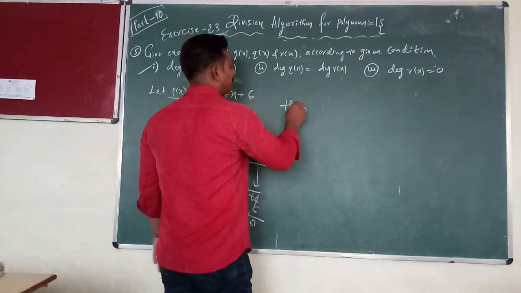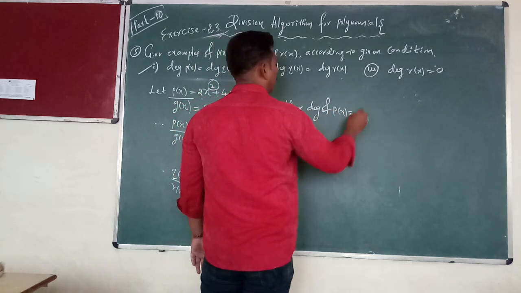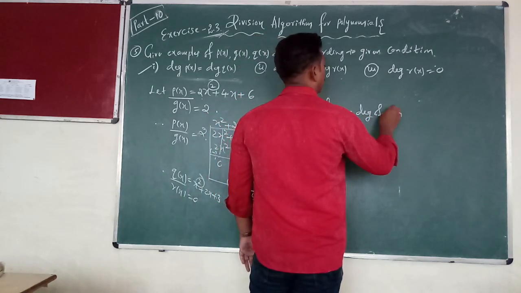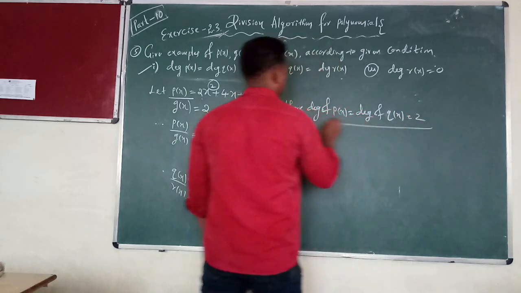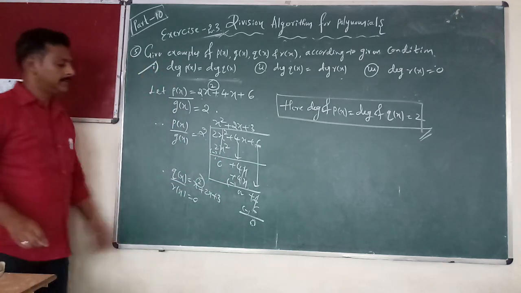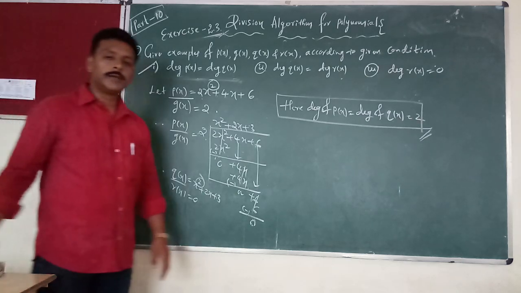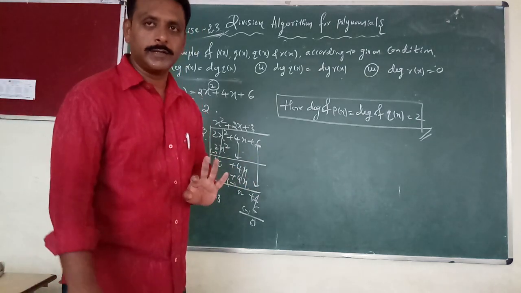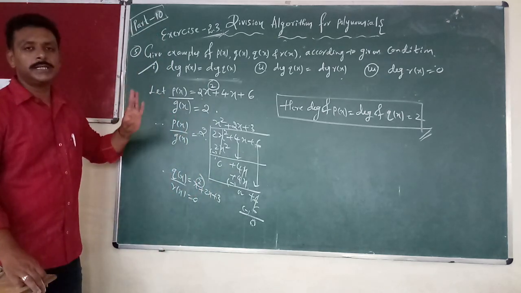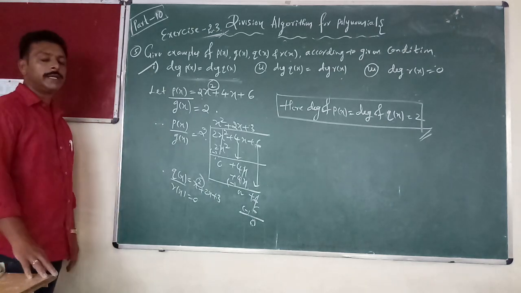Here degree of polynomial p of x is equal to degree of polynomial q of x is equal to 2. They are asking you to form the polynomial like this. So इसका भी 2 है, इसका भी 2 है. So like this is trial and error. 101% such questions will not come to your final exam, but only you have to learn according to the condition how to form the polynomials. For that purpose I explained this. So now I will take you to the second one.